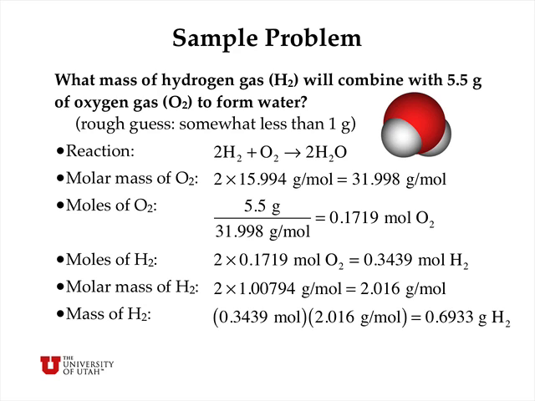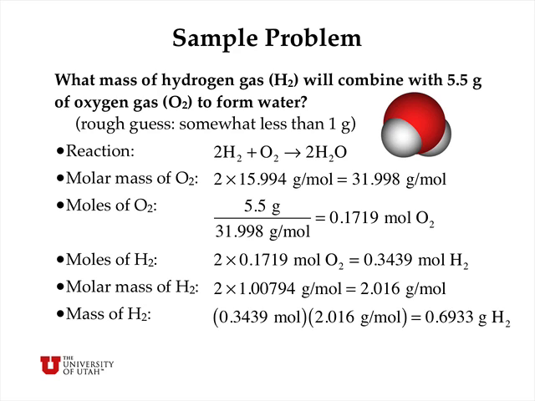Well, let's see. A rough guess would be something less than a gram. And we know that because if you have 5.5 grams of oxygen, you need twice as much hydrogen as oxygen, but hydrogen weighs much less than oxygen. So it'd probably be something less than a gram. So let's try to figure this out.